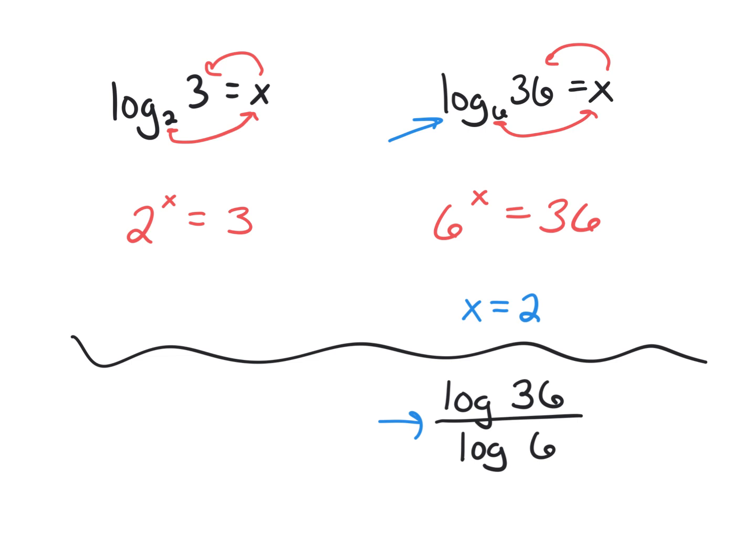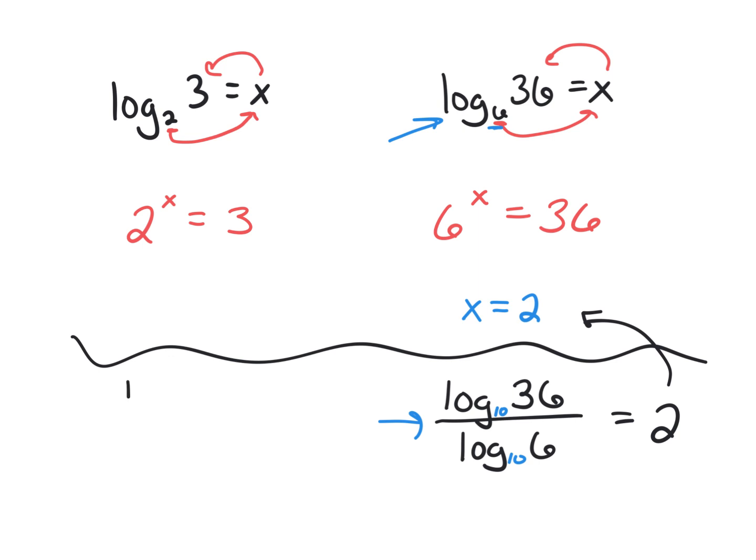What's the common log? What's the base on these right now? It's 10, right? Remember, if a base isn't there, it's base 10. So what we did was we took it from base 6 and we turned this into base 10 so that we can use our calculator. Okay, so go ahead, type log of 36 divided by log of 6. What'd you get? 2. So did it work? Yes. Go ahead and do the same thing on the other one.